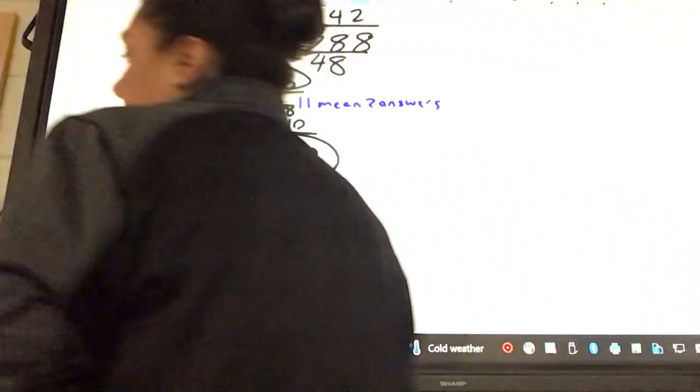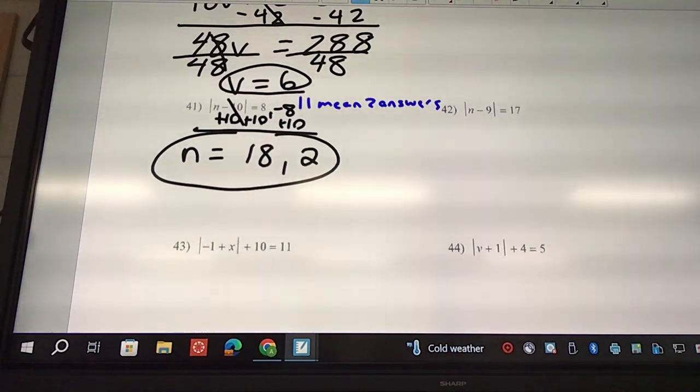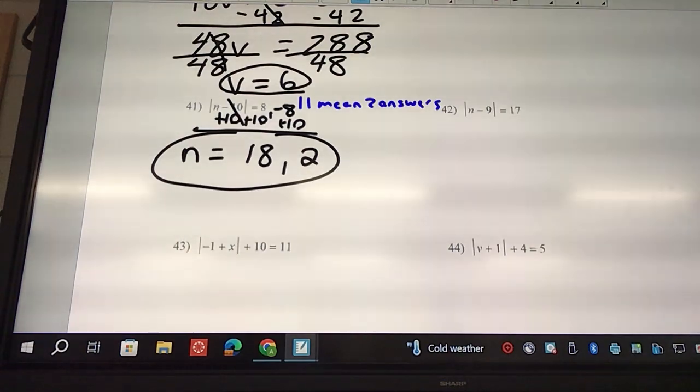Okay, and I highly suggest on these ones using a calculator because you're always going to be working with negatives and positives and stuff, okay? So just use the calculator to help yourself out.